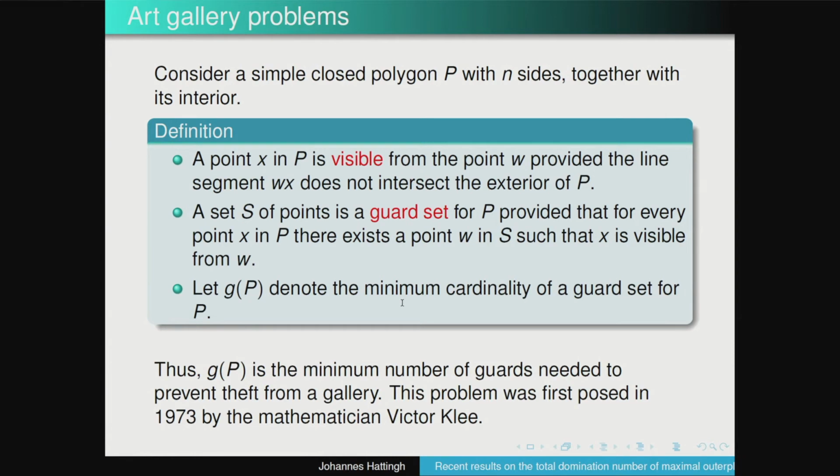So g(P) is just the minimum amount of guards needed to prevent theft from this gallery. And this problem was first posed in 1973 by the mathematician Victor Klee. So is that definition pretty clear, right? Those sort of obvious definitions.